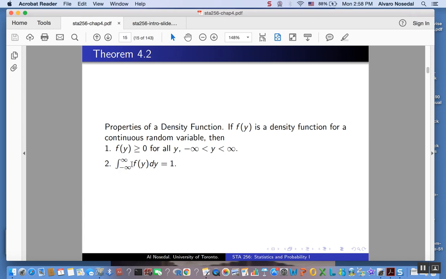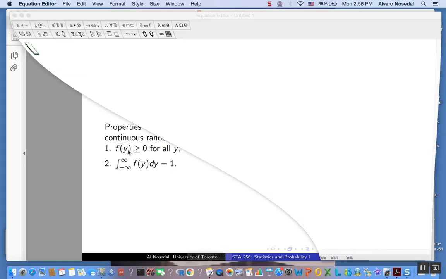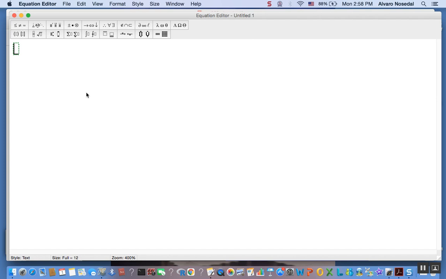If we want that expression to be a legit PDF, we need the integral from -infinity to infinity to be equal to 1. Okay? So here we go. Let's begin. So exercise 4.11, part A. We want to find that constant that makes that expression be a legit PDF. Okay?